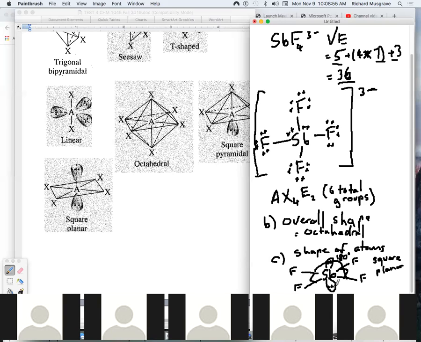So what I want you to be able to appreciate here is the difference between those two concepts, the overall shape and the shape of the atoms. If there are no non-bonding electron pairs, the overall shape and the shape of the atoms will be one and the same. But when there are electron pairs, it is going to be a different shape for the two. Remember, the shape of the atoms, we talked about this the other day, is when we ignore the lone pairs and just look at the shape that the atoms are making. In this case, it's square planar.